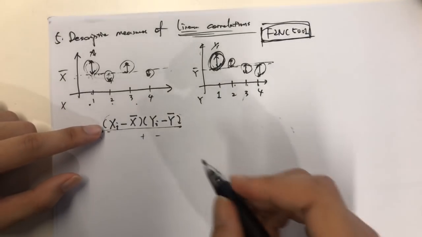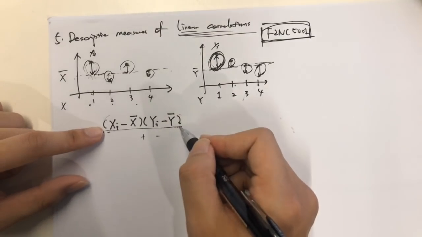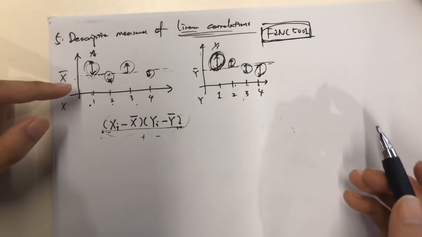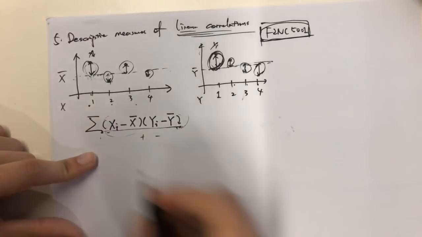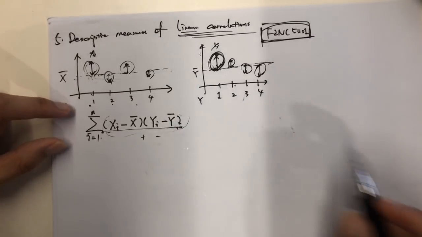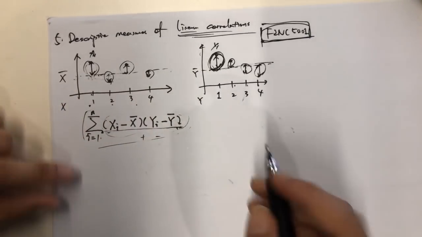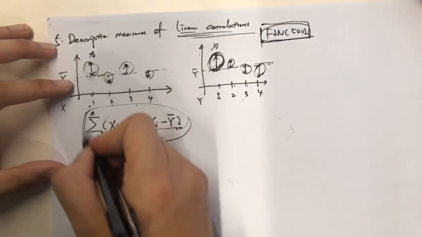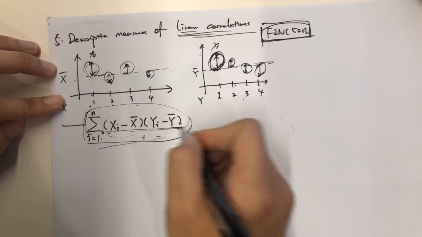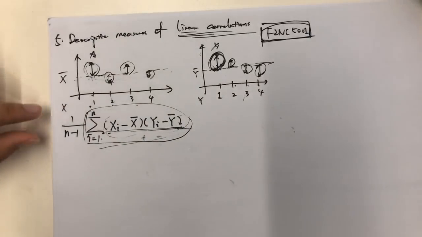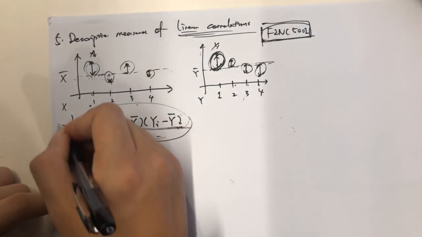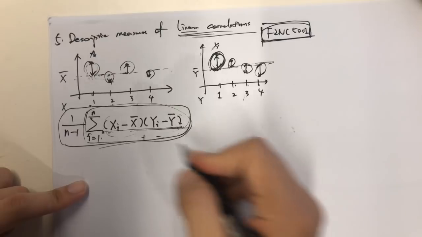We're going to see whether the positive terms dominate or the negative terms dominate the whole products, so we add them all together from the first pair of observations to the nth pair. Once we add them all together, we take an average of those variations, just like variance. So we divide the sum by n minus 1, which stands for the degree of freedom. This is how we define the sample covariance.